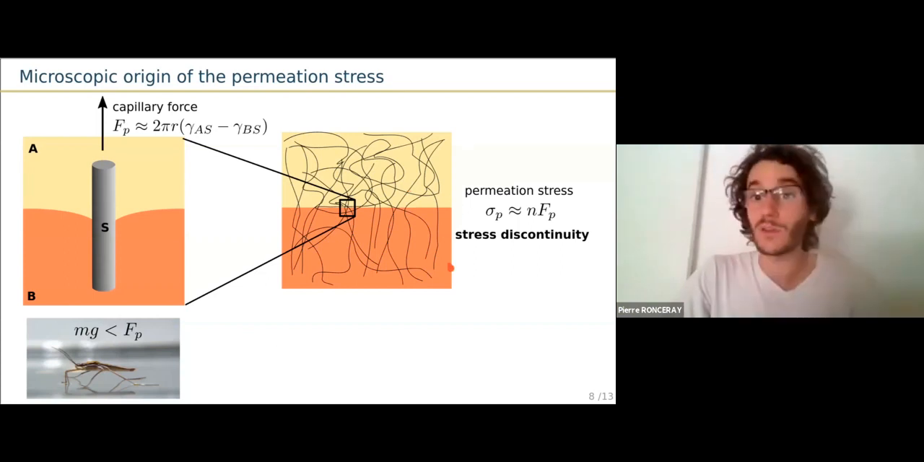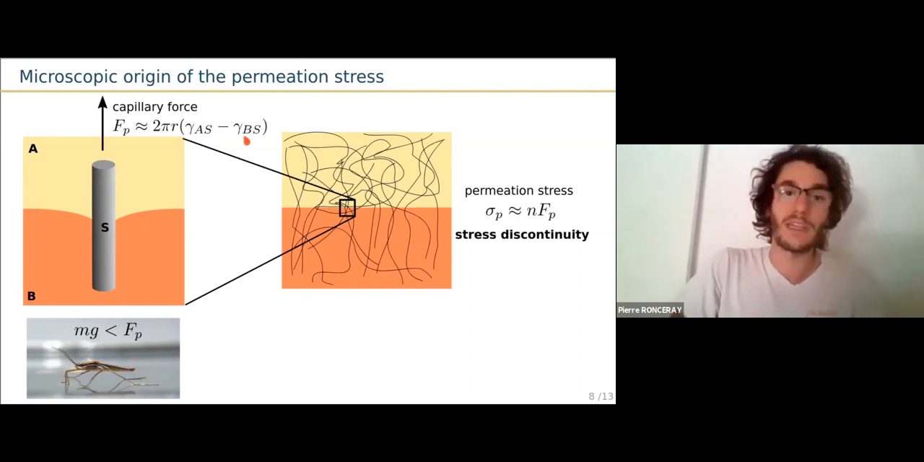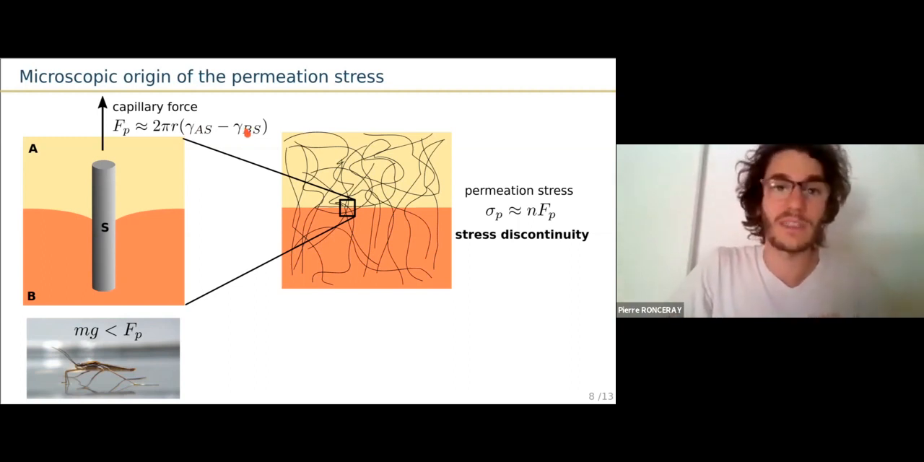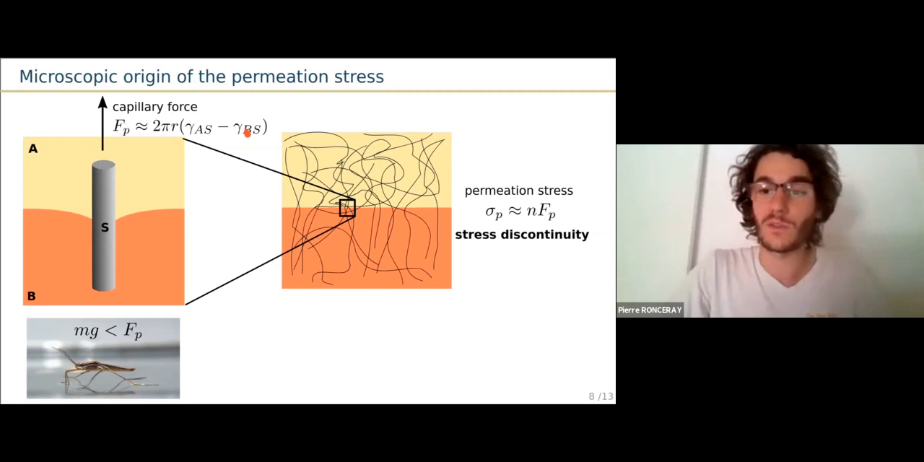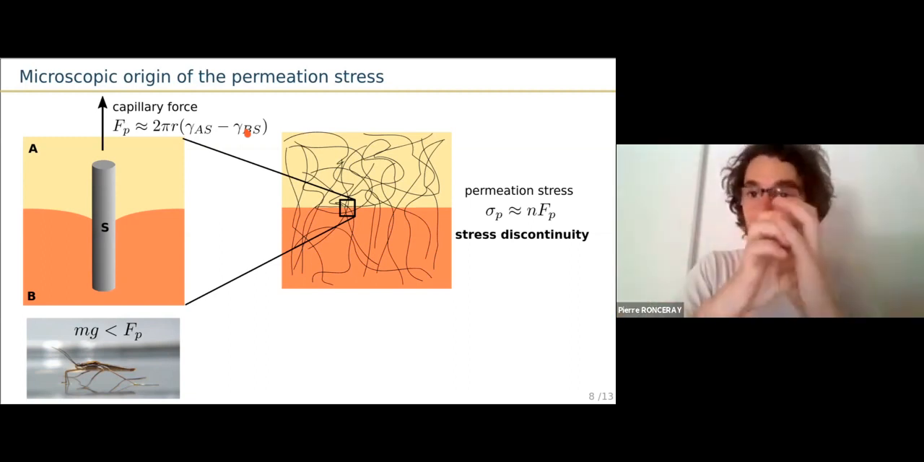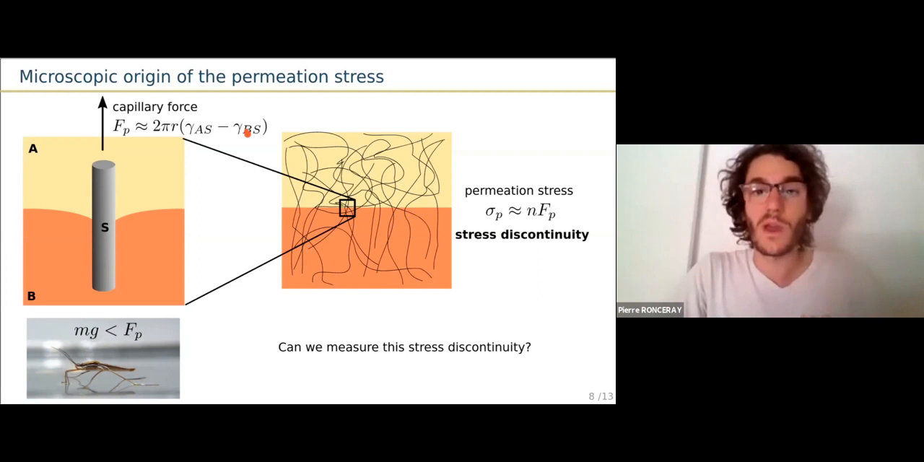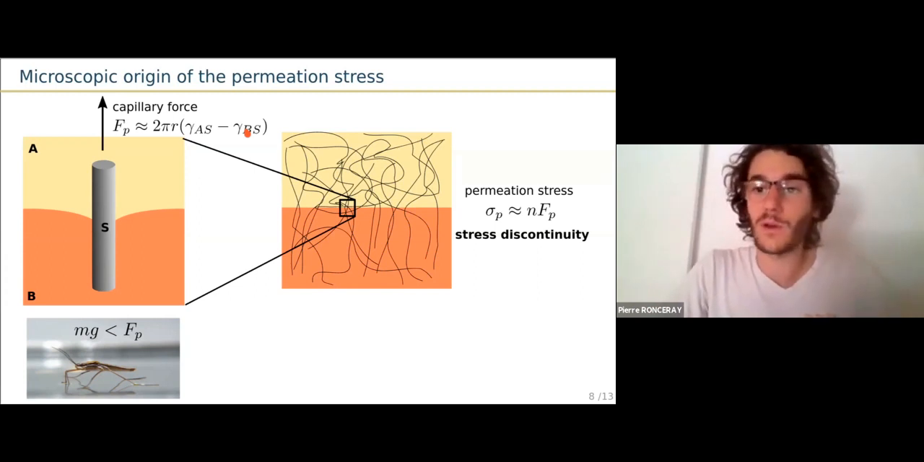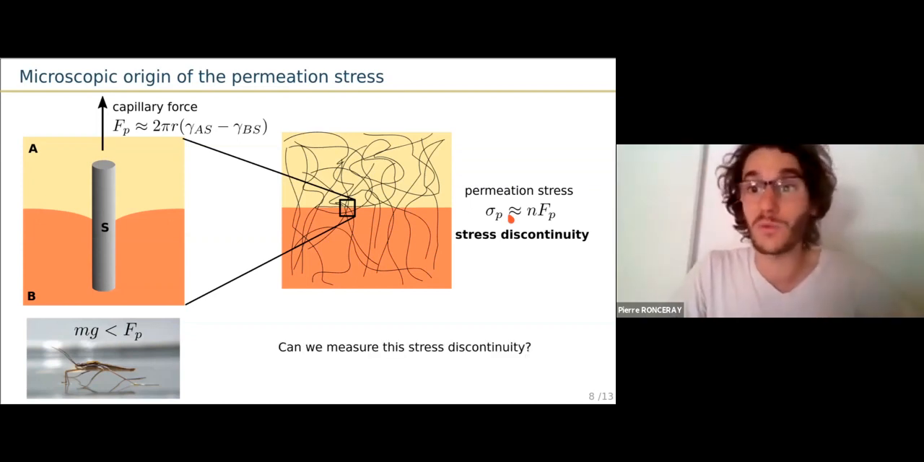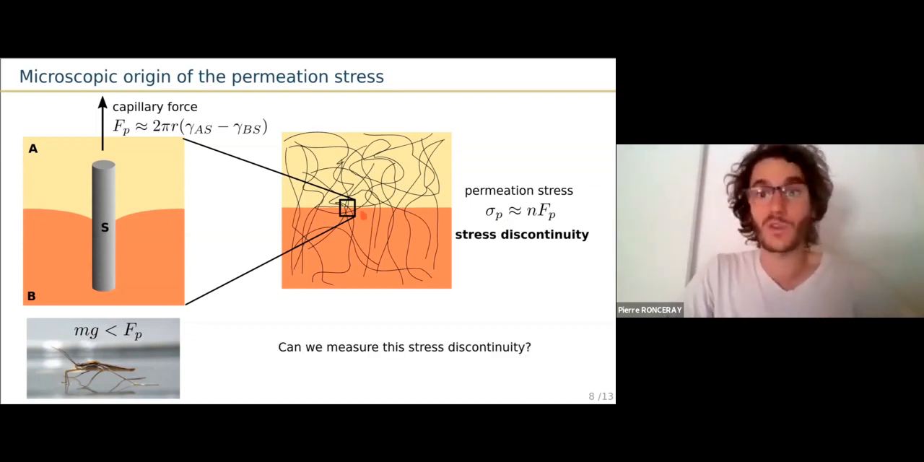So it can actually be positive or negative, because it depends on the ordering of these two liquid-solid surface tensions. If it's negative, the network is going to be attracted into the droplet. If it's positive, it's going to be partially expelled. All in all, I think this type of permeation stress has not yet been measured experimentally, and that's a question to experimentalists. Can anyone measure this quantity?